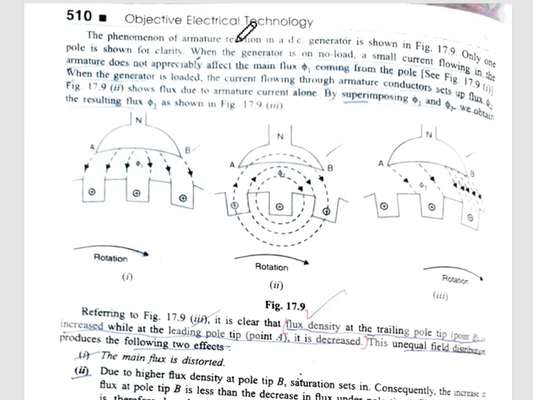The phenomenon of armature reaction in DC generator is shown in figure. When generator is on no load, the small current flowing in the armature does not appreciably affect the main flux coming from the pole. When the generator is loaded, current flowing through an armature conductor sets up flux. By superimposing phi 1 and phi 2, we obtain the resultant flux phi 2.